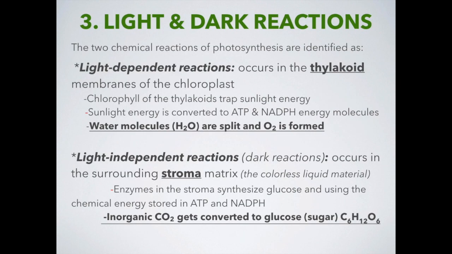Now let's talk about the light-dependent and light-independent reactions, also called the light and dark reactions. The light-dependent reactions occur specifically in the thylakoid. And the focus here is where sunlight is turned into specific energy molecules. Also, water is split here in the thylakoid and turned into oxygen. Now, the light-independent reaction, also called the dark reaction, specifically is going to turn the CO2 into sugar by combining with other molecules.